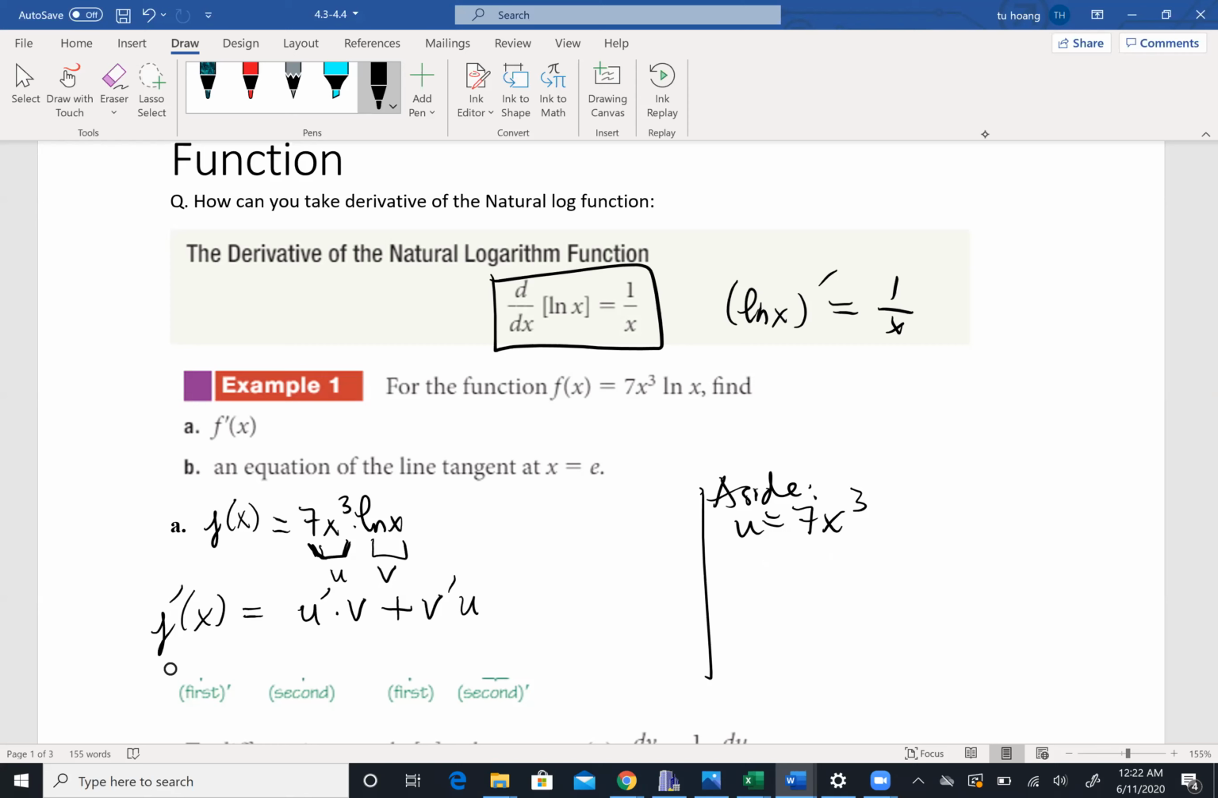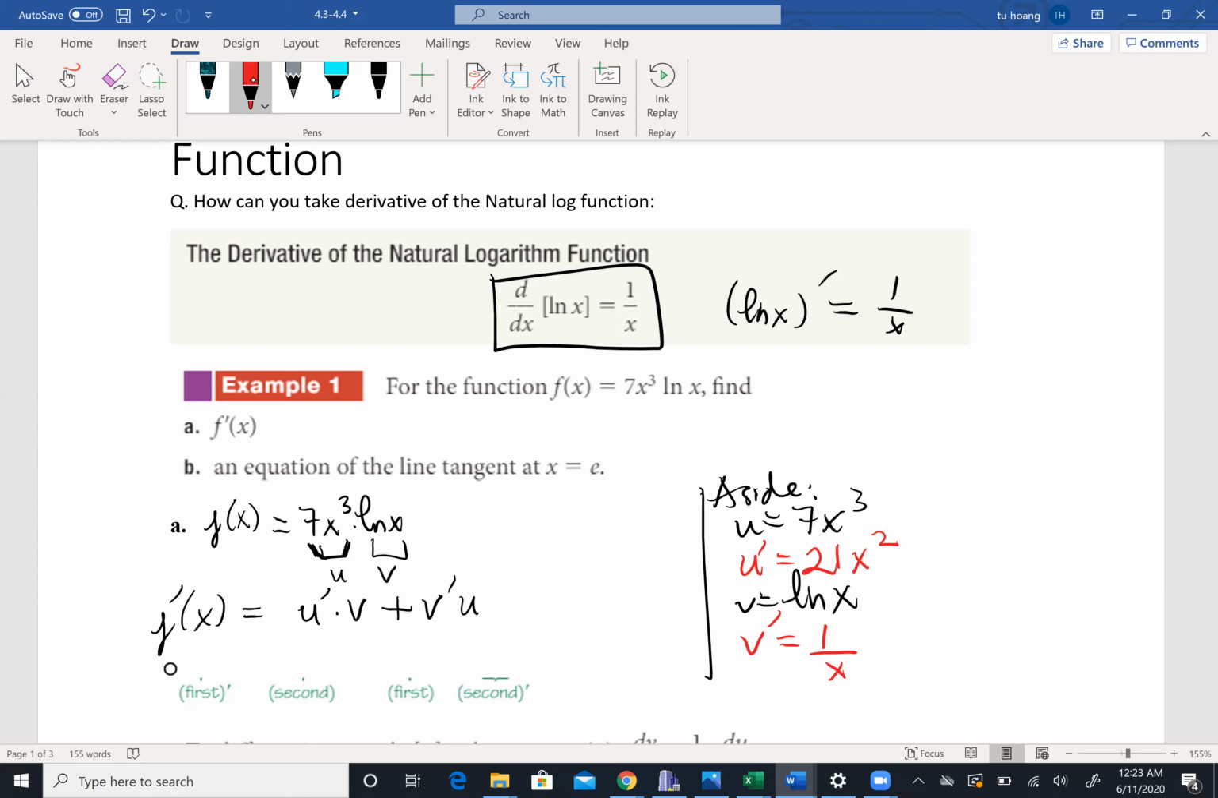I may have to move it out here a little bit. Okay, so u prime, or the derivative of u, will give you 7 times 3 equal to 21, x to the power 3 lowered down by 1, so x squared. And the v prime: I know that the derivative of ln x will be 1 over x, so I just have 1 over x here.